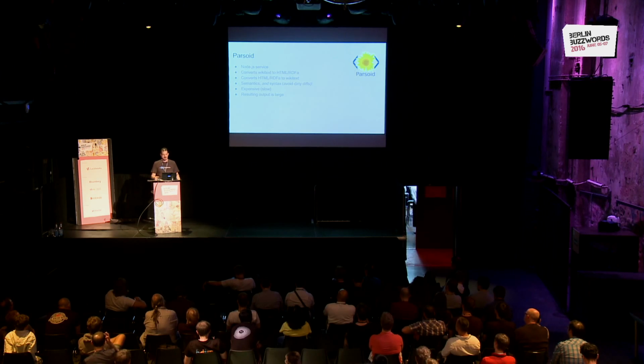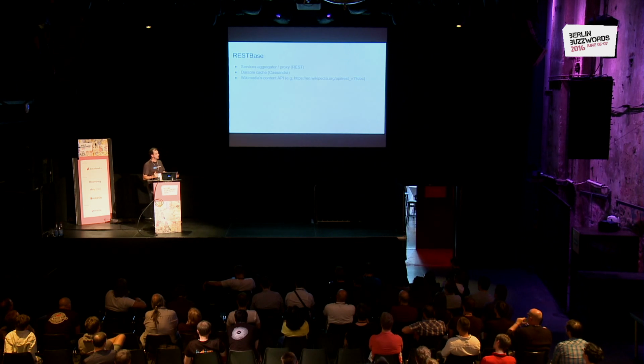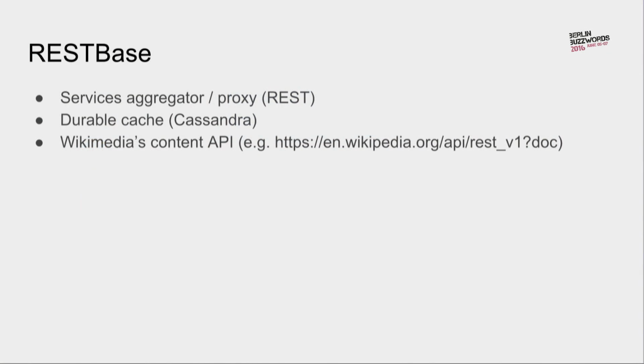Also, having it as an external service lets us scale it out horizontally. So this is one of those things that contributes to that extra complexity on that architecture diagram. Parsoid is stateless though, so we host it behind another service from Wikimedia called RESTBase, which is a sort of services aggregator that performs durable caching of responses.